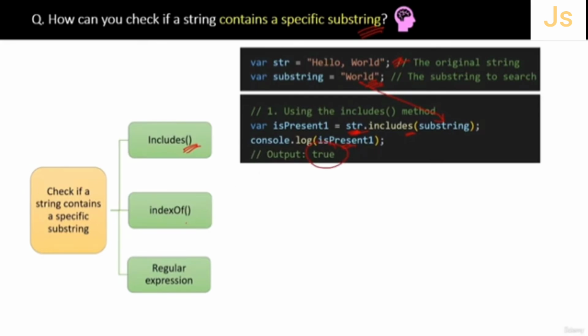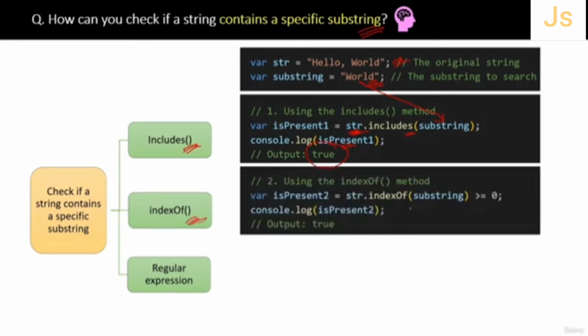Then in the indexOf method, we will find the index of that substring first. And if the substring exists in the main string, then the value returned by the indexOf method will be greater than or equal to 0 because it exists, right? If it does not exist, then the value will be -1. In this case, indexOf world, which exists, will be around 6, which is greater than 0, so it will again return true.